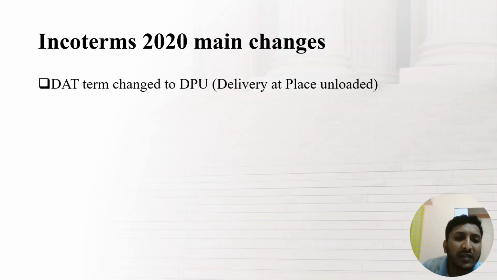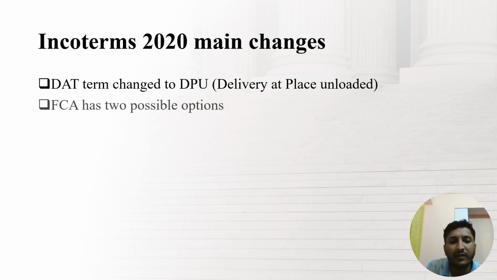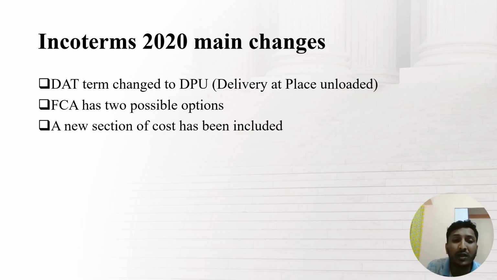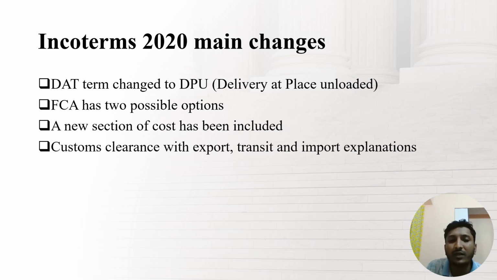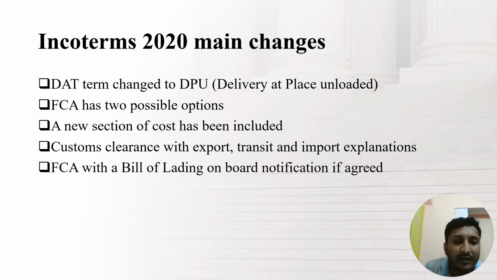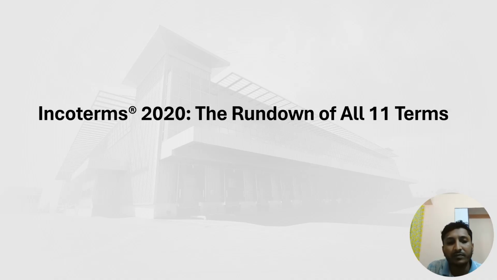Incoterms 2020 main changes: mainly DAT changed to DPU, delivery at place unloaded. FCA has two possible options, whereas earlier there was one option. A new section on cost has been included, and customs clearance with export, transit and import explanations. FCA with a bill of lading on board notification, effect rate, security issues.